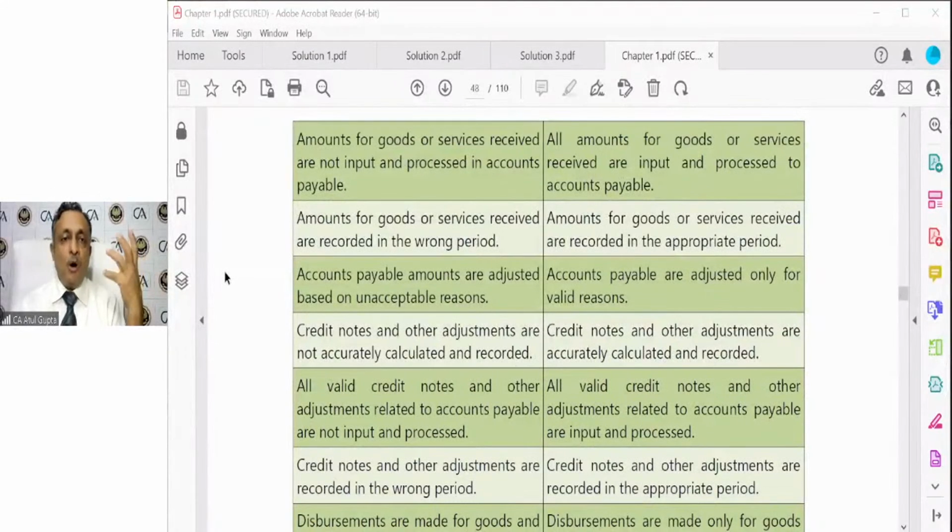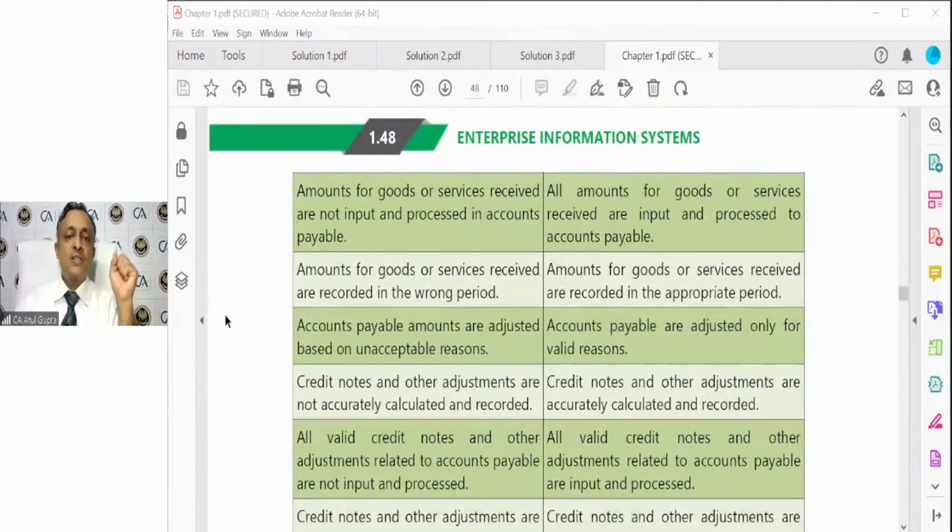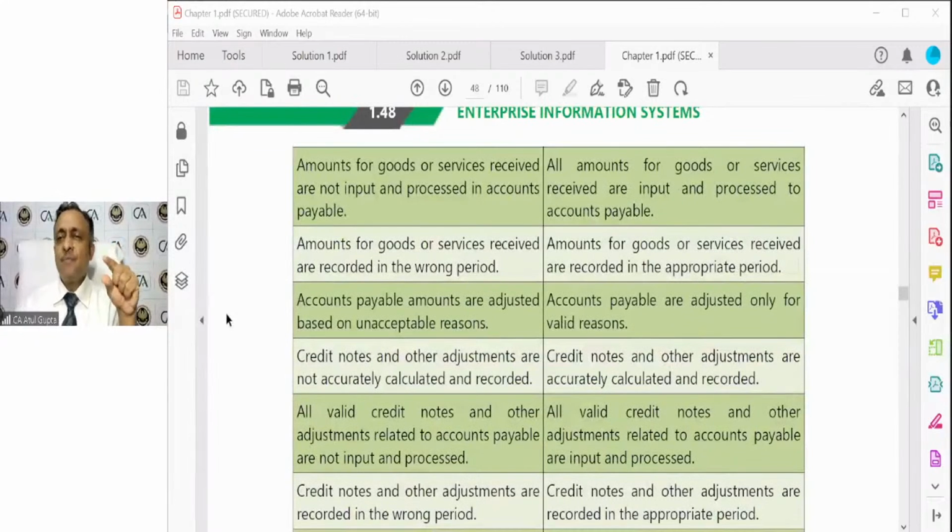Then amounts for goods or services received are not input or processed in accounts payable. So whatever payments are there, they need to be properly put in the system. Amounts for goods or services received are recorded in the wrong period.